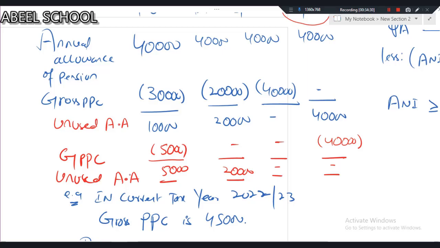Now the examiner is asking us to show how much unused annual allowance will be carried forward for 22-23. How much unused annual allowance will be carried forward at the end of 22-23? Now listen carefully. At the end of 22-23 we are carrying forward, so the next tax year is going to be 23-24. In other words, the carry forward at the end of 22-23 will be the brought forward for 23-24. What I really want to say is, at the end of 22-23, we want to carry forward for the future.